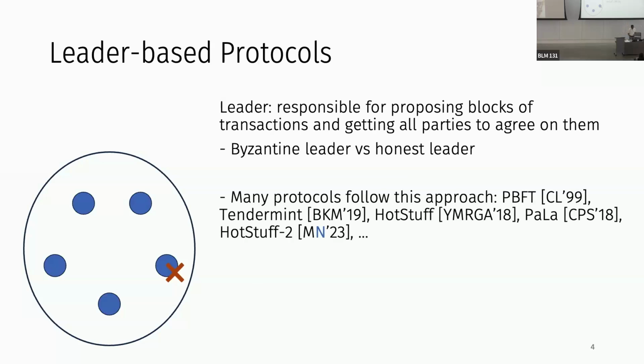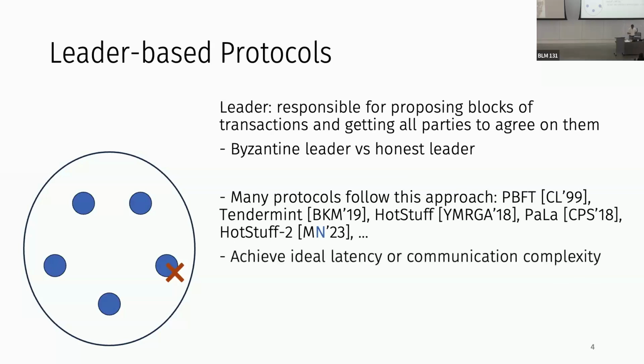So many protocols such as PBFT, Tendermint, HotStuff, Pala, and so on, follow this structure. And in fact, if you look at the latency and communication complexity metrics, PBFT from 2000 already gives you ideal latency. HotStuff-2 gives you ideal communication complexity. So then a natural question is, aren't we done? Do we need anything more?